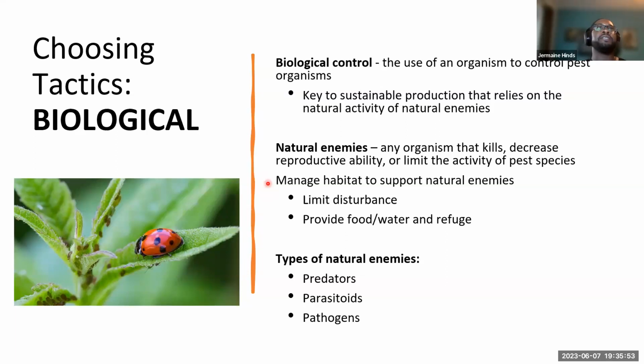So when we think of this, think about what these natural enemies like. They probably like their habitat to not be disturbed, so you want to limit disturbance around their habitats. You want to provide food, water sources, and refuge, so an area where they can hide out or reproduce. There are 3 general types of natural enemies. Those include predators, parasitoids, and pathogens.